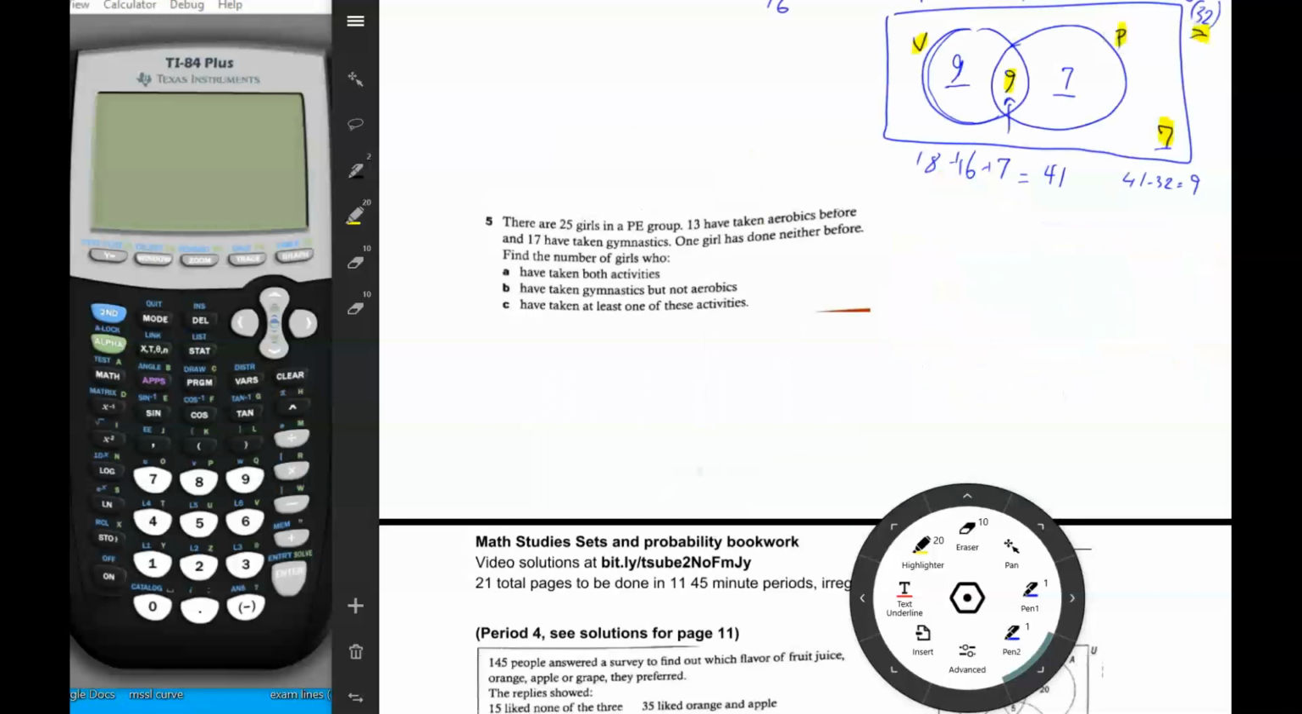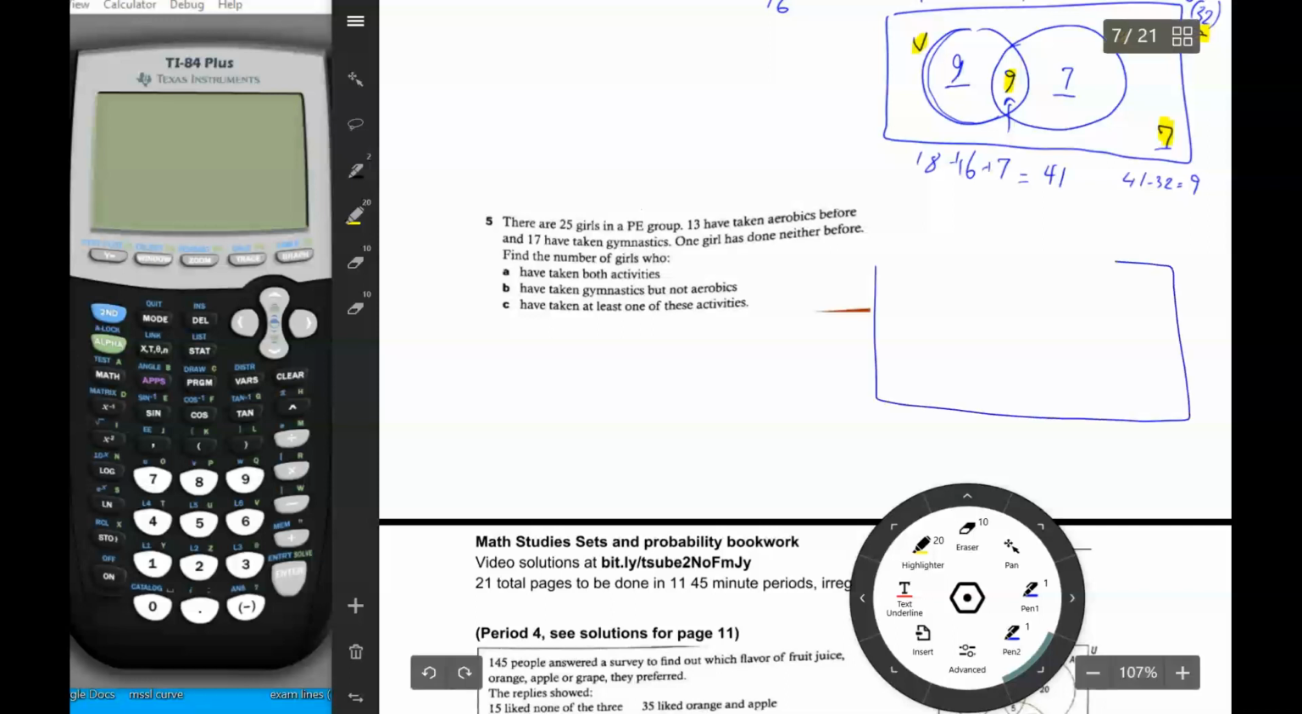There are 25 girls in a PE group. 13 have taken aerobics before, and 17 have taken gymnastics. One girl has done neither before. Find the number of girls who have taken both activities, etc. So let me draw, again, the Venn diagram.